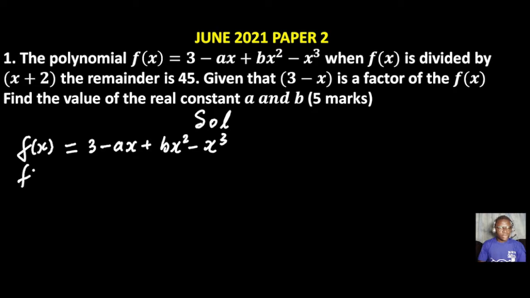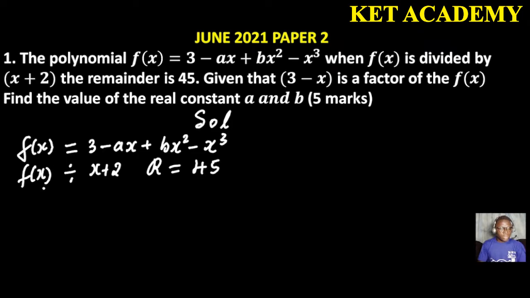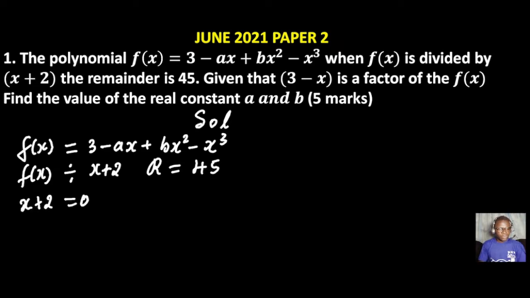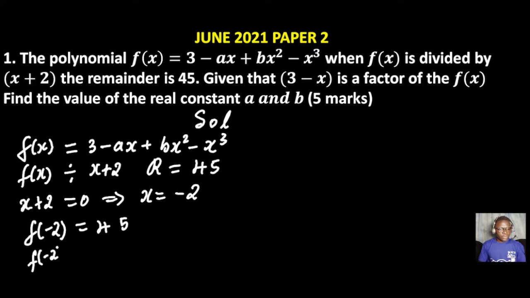Here we have been told that when f of x is divided by x plus 2, the remainder is 45. Now what does this statement mean? It means that if we look for the root of our divisor, we equate it to 0. This implies x will be minus 2. So f of minus 2 will simply be 45. To find f of minus 2, anywhere we see x in f of x, we replace it with minus 2.